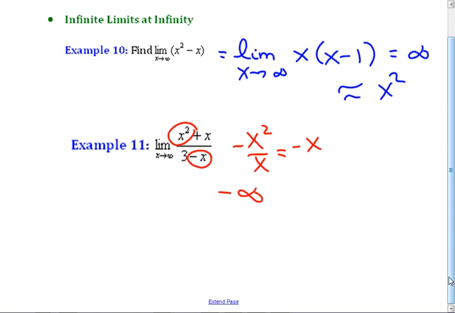Now, what about questions on the homework? Does that make sense? This one? All I care about is the x squared, the highest degree in the numerator, and the highest degree in the denominator. Easy to miss the minus sign.